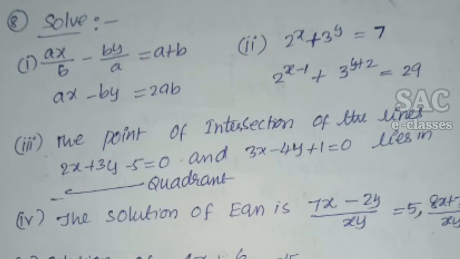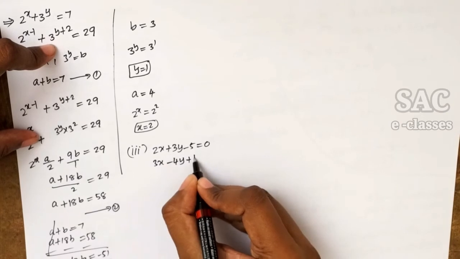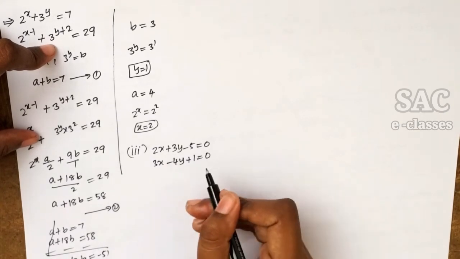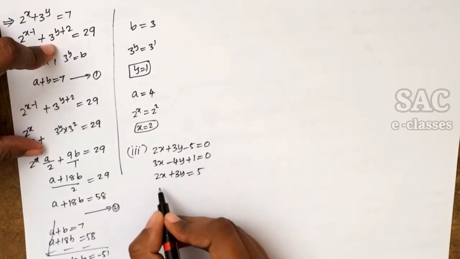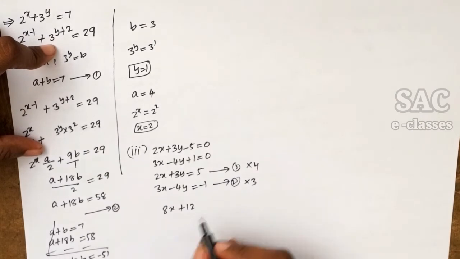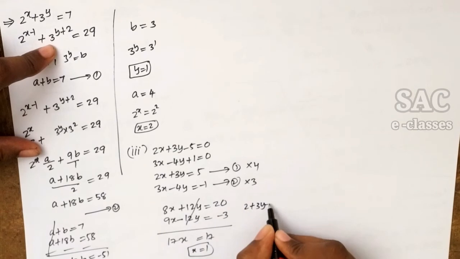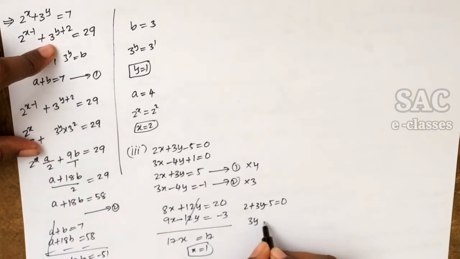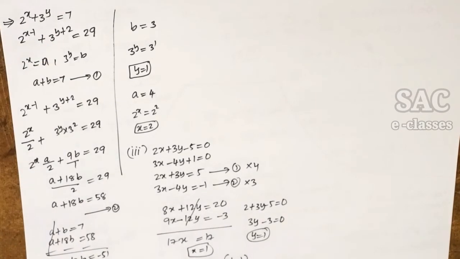The point of intersection of the lines 2x plus 3y minus 5 equal to 0 and 3x minus 4y plus 1 equal to 0 lies in the dash quadrant, they ask. First of all, try to solve it. You know how to solve it by the elimination method. We got the x value is 1. 2 plus 3y minus 5 equal to 0, then 3y minus 3 equal to 0, then y is equal to 1. We got 1 comma 1, meaning positive comma positive region, which is the first quadrant Q1. Let's move to the next problem.